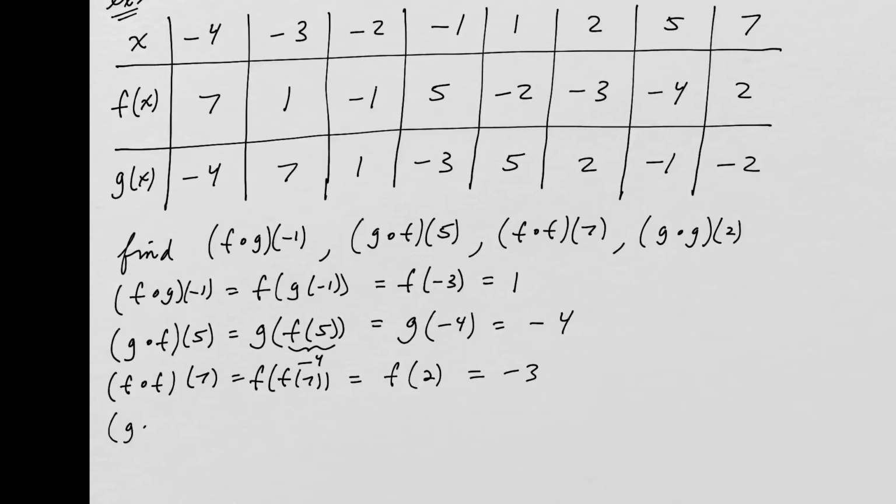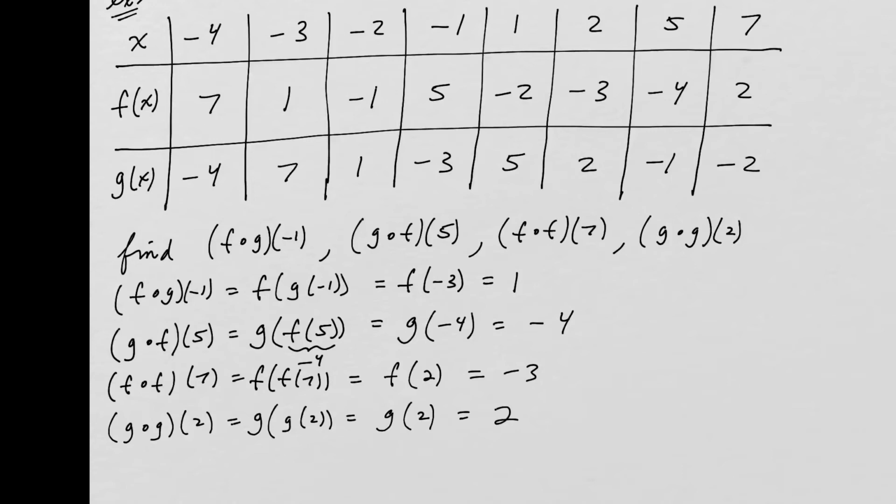And then finally, if I want g composed with g evaluated at 2, this really means g of g of 2. I go to my inside function, which is g. If the input to it is 2, the output also happens to be 2. So this is the same as g of 2. And then again, if the input is 2, the output is 2. So I guess the answer is going to be 2 in this case. Okay, so it's just composition of functions, but now using a table instead of a graph or a formula or an equation.